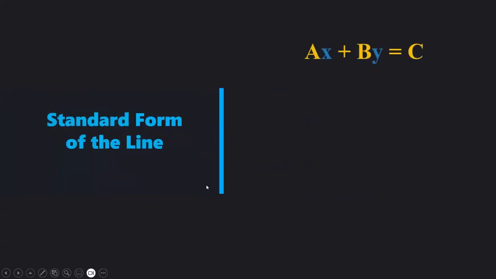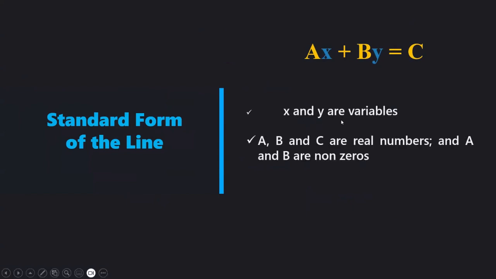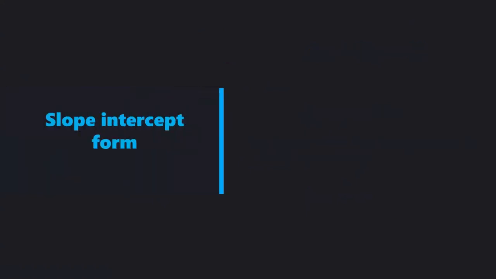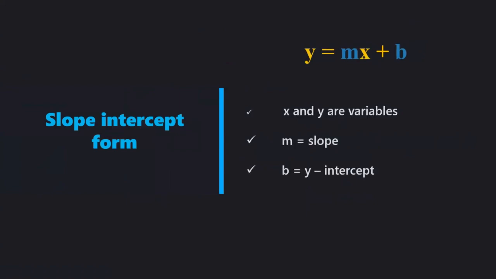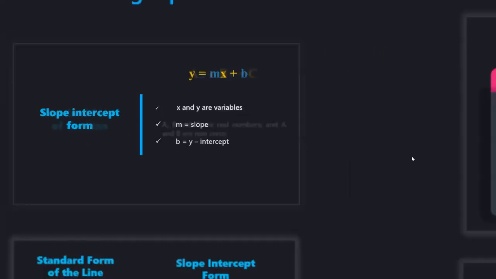It is in the form of ax plus by equals c, wherein x and y are variables and a, b, and c are real numbers and a and b are non-zeros. Next one is the slope-intercept form. It is y equals mx plus b, wherein x and y are variables, m is the value of the slope, and b is the value of y-intercept.